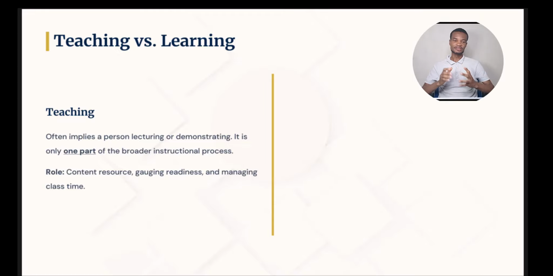So, what is the difference between teaching and learning? Teaching implies the process of lecturing or demonstrating. It is only one part of a broader instructional process. So, what is the role of a teacher in this part? Content resource and managing class time.